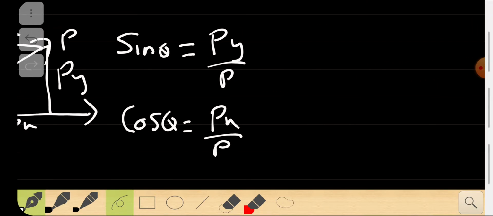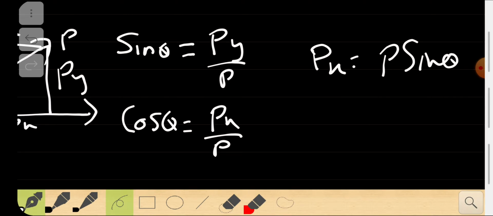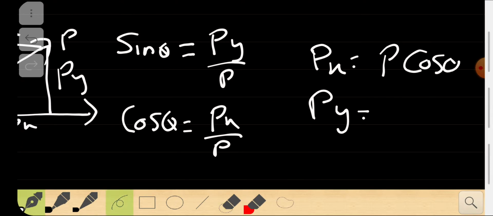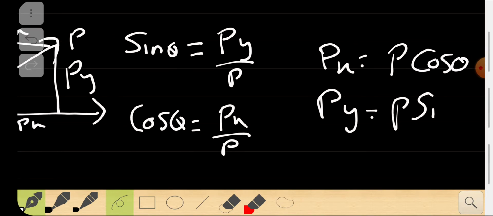So you can say Px, the x-intercept, will be P cos theta, and Py will be P sine theta. So that's easy.